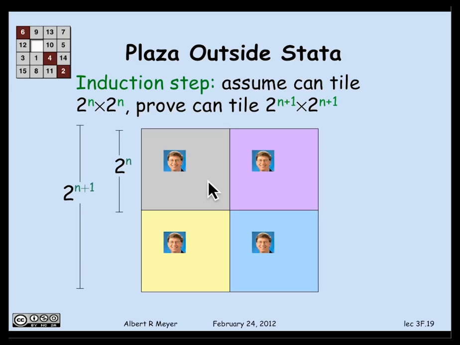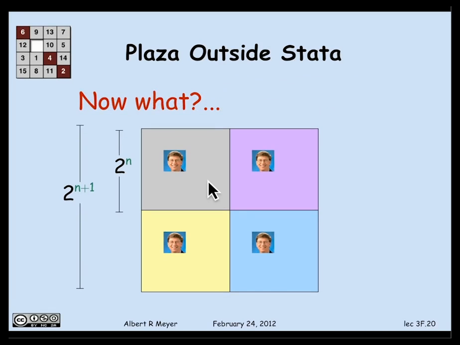So I can assume that, and now I'm stuck, really. What do I do? How do I use this ability to put Bill in the middle of each of those 4 quadrants in order to fill in the whole thing with L-shaped tiles? I'm stuck.